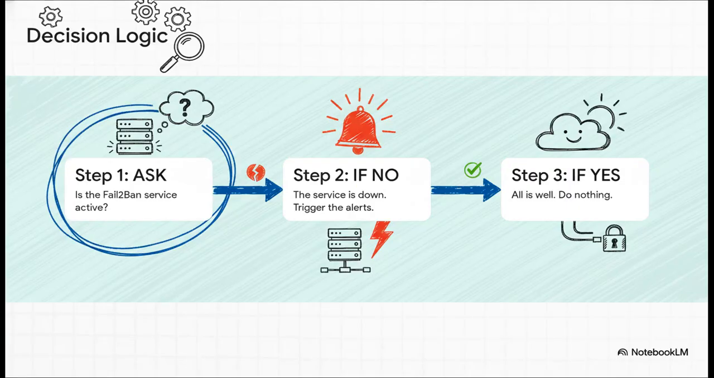So, when you boil it down, the logic is incredibly simple and elegant. Step 1. The script just asks the system, hey, is Fail2Ban up and running? If the system says no, that condition is met, and boom, we go straight to step 2, sound the alarms. But if the answer is yes, well, then we go to step 3, which is do nothing. It just exits quietly. It's beautiful in its simplicity.